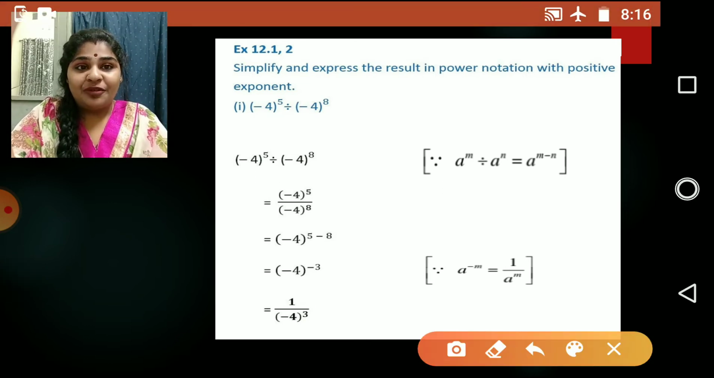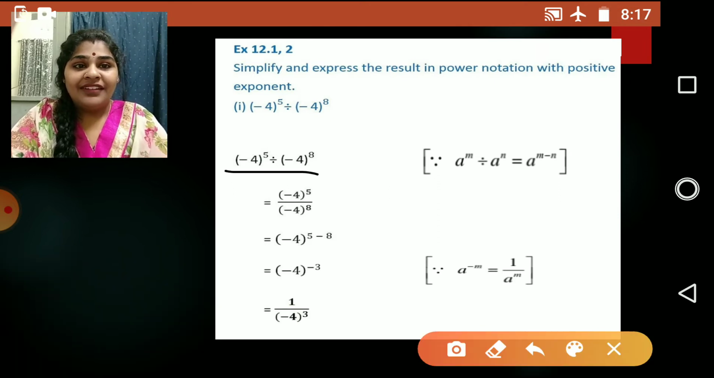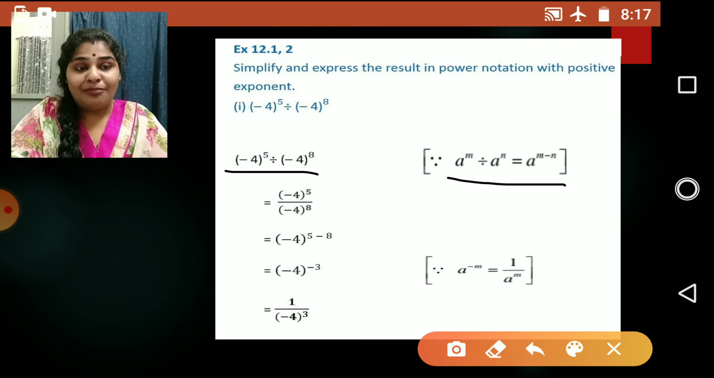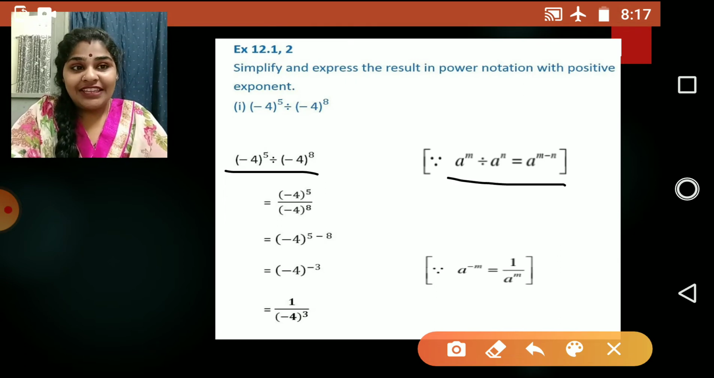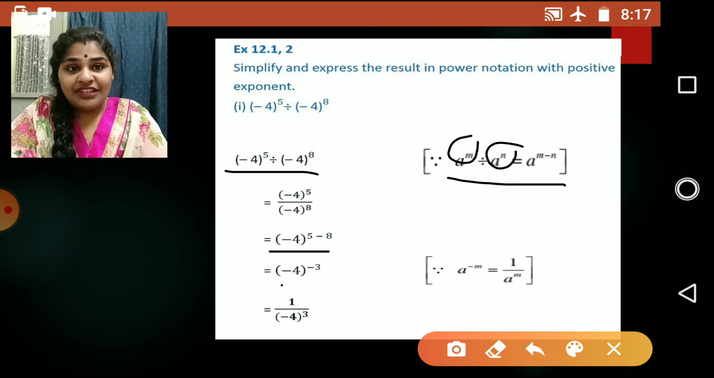Negative 4 raised to 5, divided by negative 4 raised to 8. We use the law a raised to m divided by a raised to n is equal to a raised to m minus n. So this is equal to negative 4 raised to 5 minus 8, right? m was 5 and n was 8. So 5 minus 8 gives negative 4 raised to negative 3, that is negative 3.